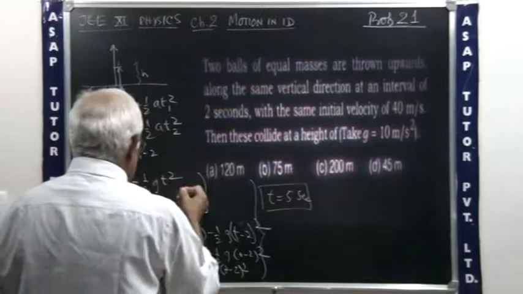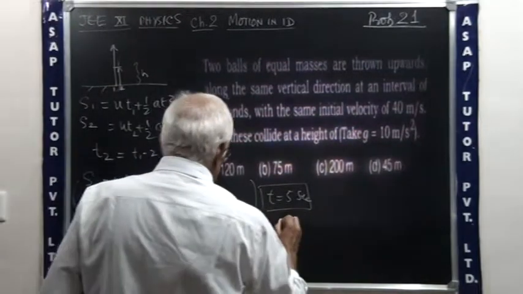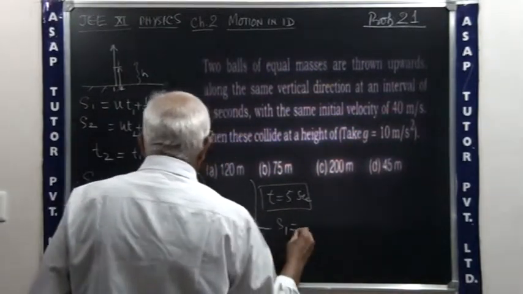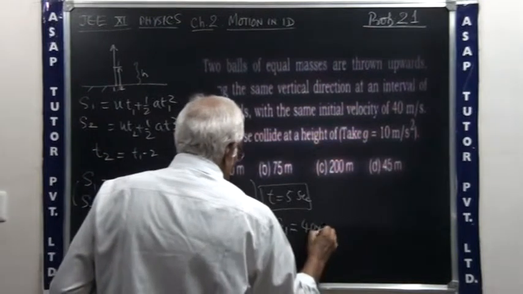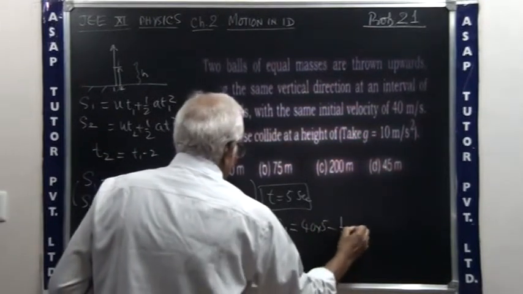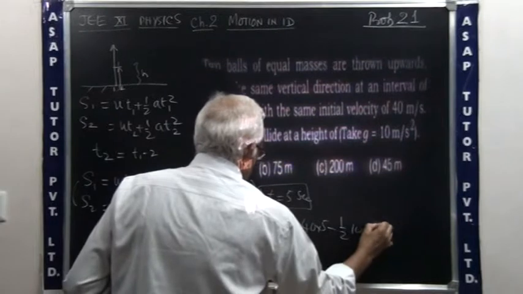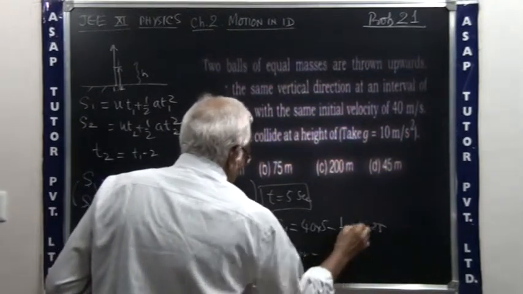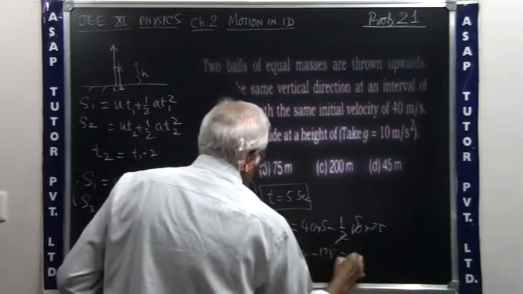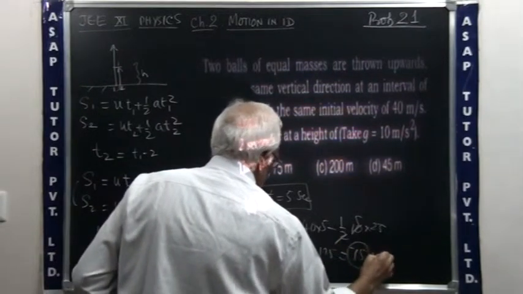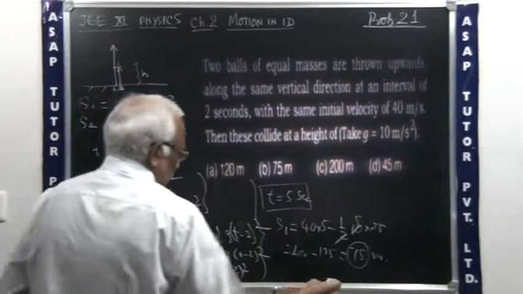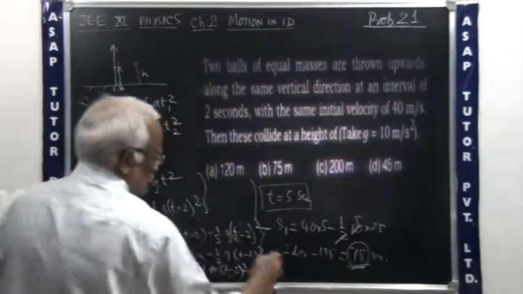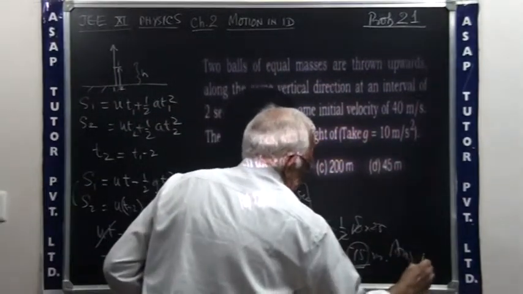When I put this value of t equal to 5 seconds in one of the equations, I will get my expected height, that is S1 is equal to 40 into 5 minus half of 10 into 25. This is 200 minus 125. So the answer is 75 meters, and that is going to be my answer required, which is B. So the answer is B.